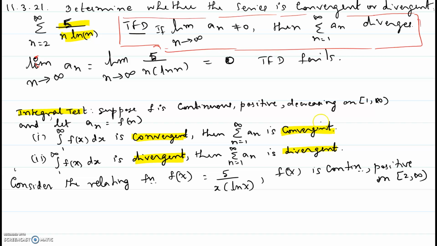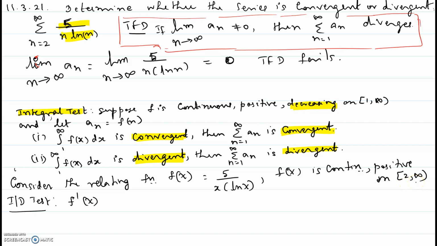So the other part of the requirement of the test is that the function is decreasing on 1 through infinity, or eventually it is decreasing. So for that we are going to consider the increasing decreasing test. So we are going to consider the derivative of the function, and then we are going to show f prime of x is less than 0 on the interval 2 through infinity. If the derivative is less than 0 on an interval, then it is decreasing on that interval.